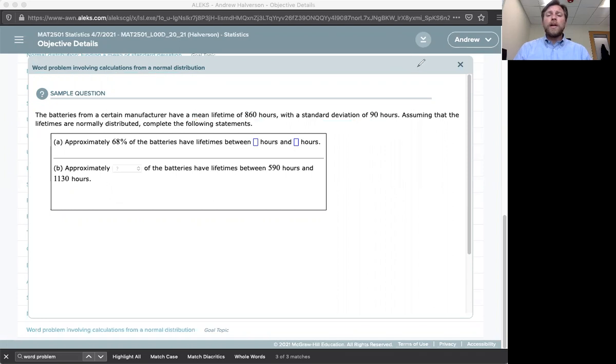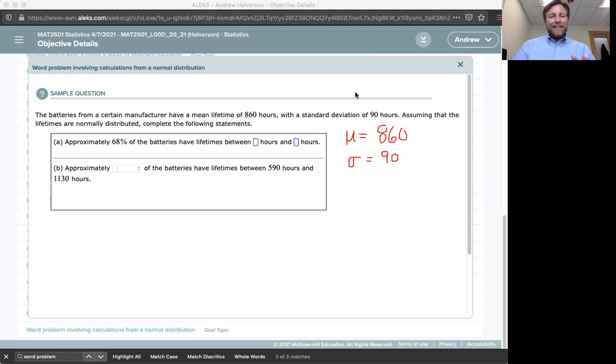Before we begin, I want to write that down. The mean, and we're going to use the Greek letter mu, is the value 860 hours, and the standard deviation is 90 hours. It's important to label that. Approximately 68% of the batteries will have a lifetime between blank and blank hours.